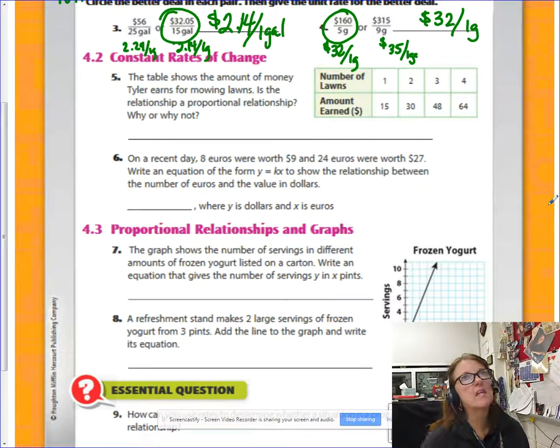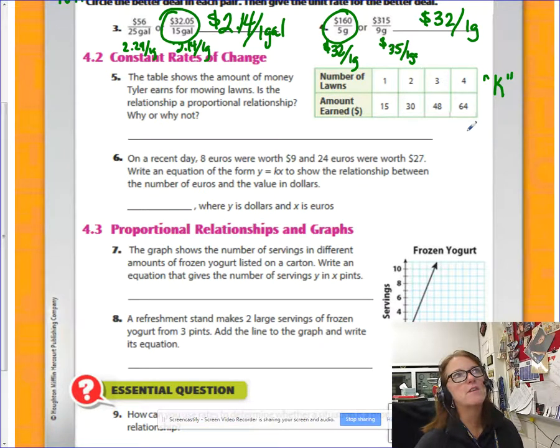But taking a look at the information you've got, here's how you check. Is there one number that we designate calling K that's a constant multiplier of X? In other words, do I always take this same K number times X to get my Y? Okay. 1 times what gives you 15? 2 times what gives you 30? 3 times what gives you 48? 4 times what gives you 64?